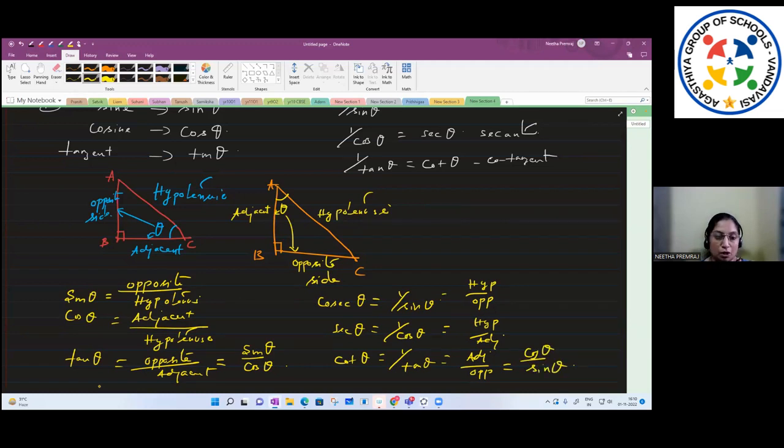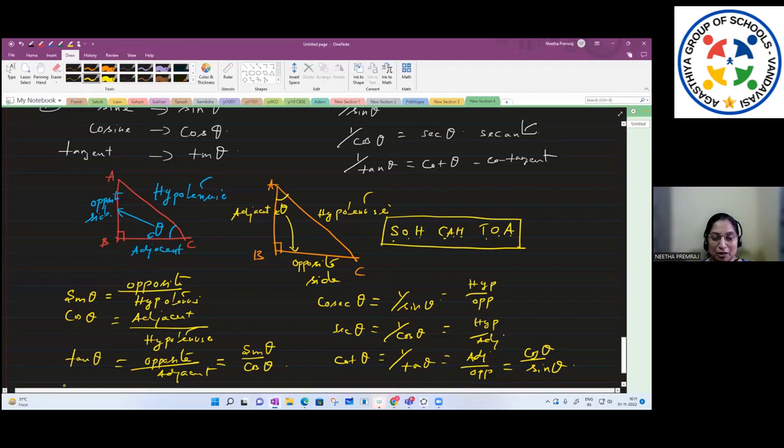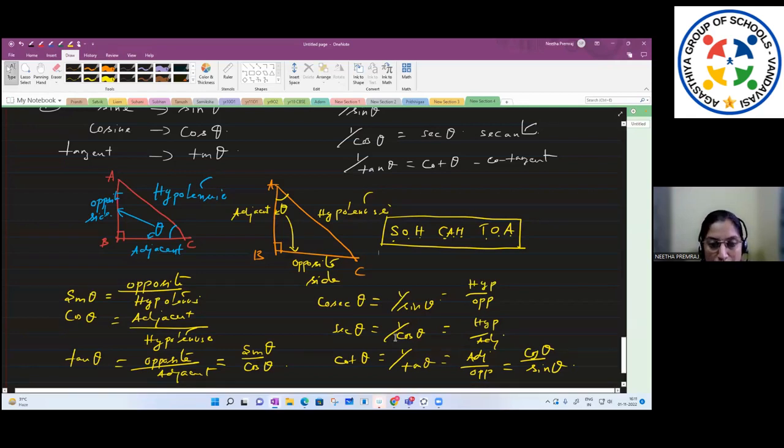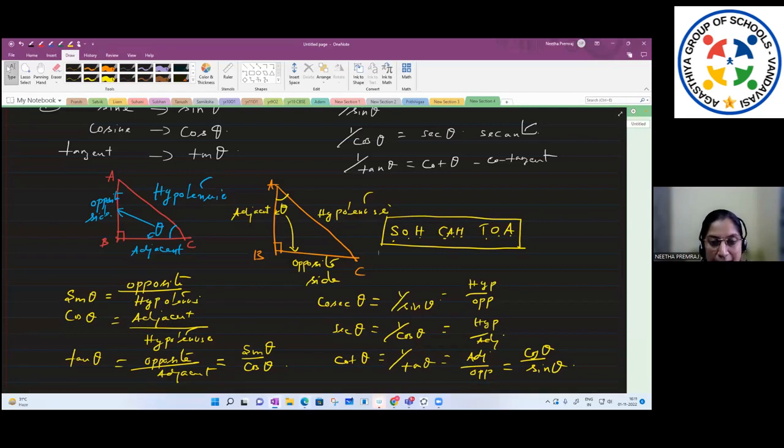In short form, you can remember by a small trick: Sokata. So ka cha. Sin is opposite over hypotenuse, cos is adjacent over hypotenuse, tan is opposite over adjacent. If you wish to remember with a small trick, you can remember this way, Sokata, to remember the ratios. Sometimes it confuses, so you can use this trick. Okay, then how to do sums based on this concept? Let's see.